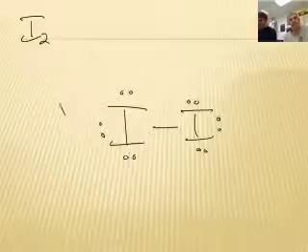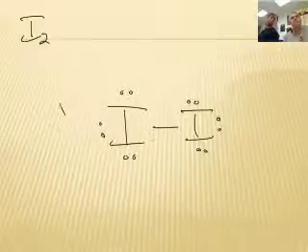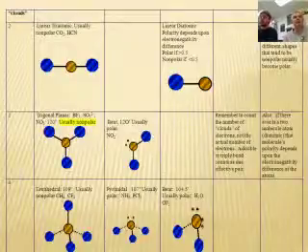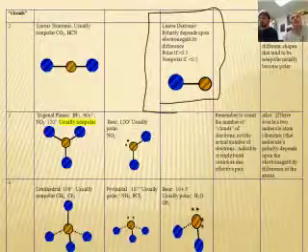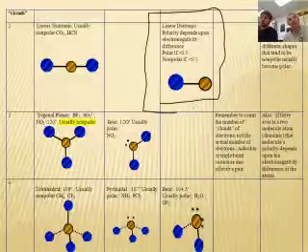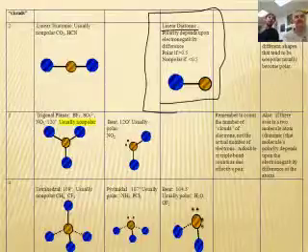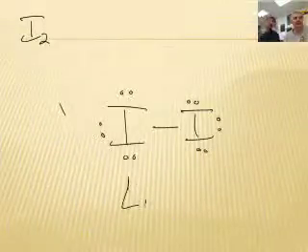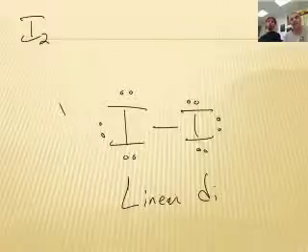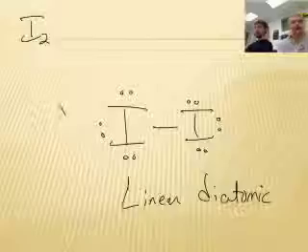Now, this one's interesting, Mr. Sams. How many are there around? There's no central atom. Let's just take a look at the shape paper on this one. If you look at the shape paper, right here, when you just have 2 atoms, regardless of whether it's a single bond, double bond, or whatever, it's just called linear diatomic. Diatomic meaning 2 atoms. What does that look like, Mr. Sams? Just like this. 2 atoms together, bonded, that's it. Pretty simple.